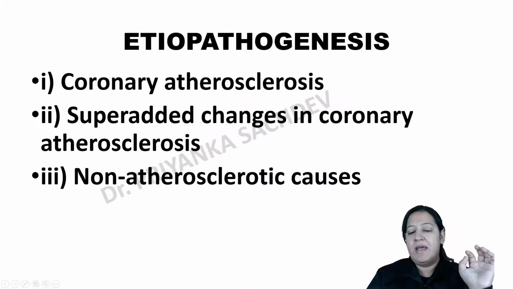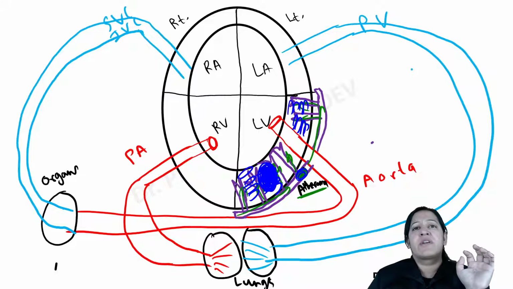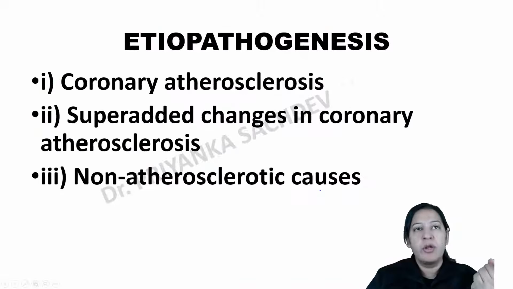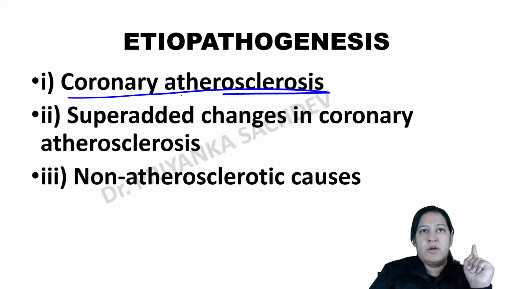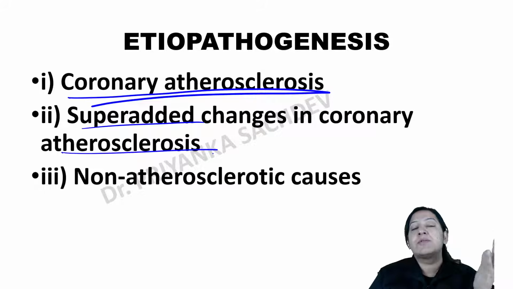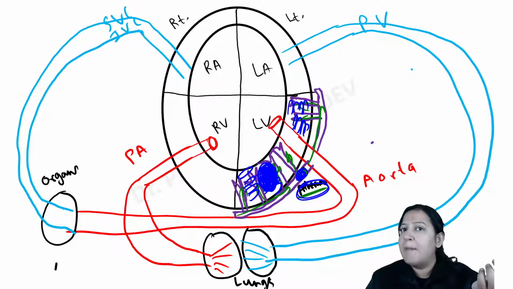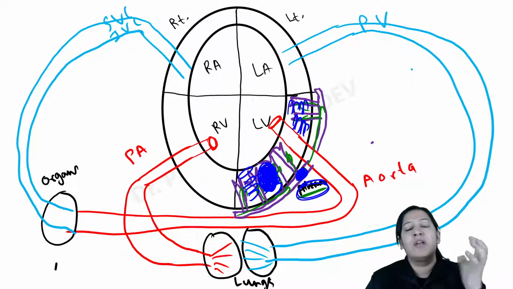So that is MI. What is the reason for obstruction of the coronary? Why is this coronary obstructed? There can be three reasons. Most common is atherosclerosis, as I have told you. The second reason is the superadded changes in the atherosclerosis, that is thrombosis and calcification. So a thrombus can also obstruct, emboli can also obstruct, calcification can also obstruct.